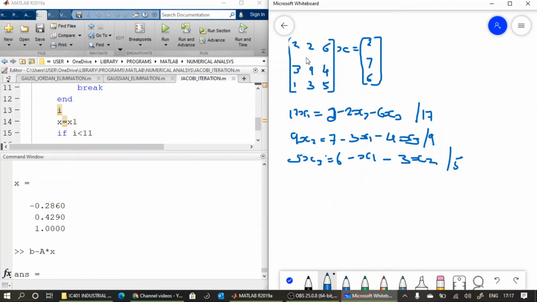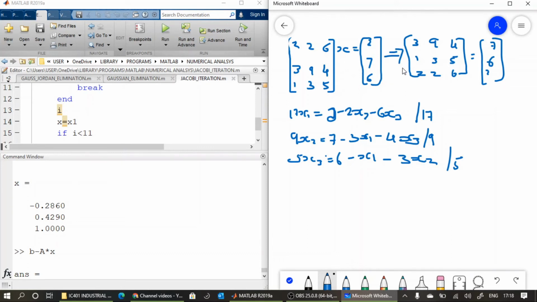So first, you compare the first column, the largest element is 3. So we have to take 3, 9, 4, and the corresponding output is 7. Then this row is over. Now compare the second one, the largest element is 1, 3, 5, means 3 is the largest element if you compare 2 and 3. So 1, 3, 5, output is 6. Now the last one, 2, 2, 6, that is equal to 2 after swapping.